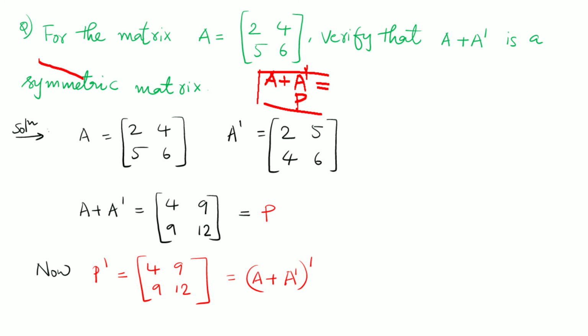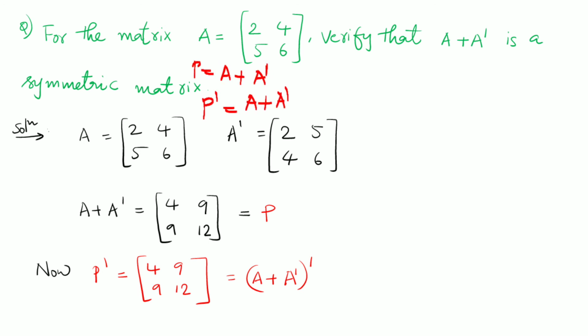Then after finding P, that is your A plus A dash, to know whether this is symmetric or not, you have to find P dash. A is equal to A dash is the condition. Here it should be P is equal to P dash. So here P is your A plus A dash. So P dash, you have to put the bracket and to the power dash. So this much you have to find.